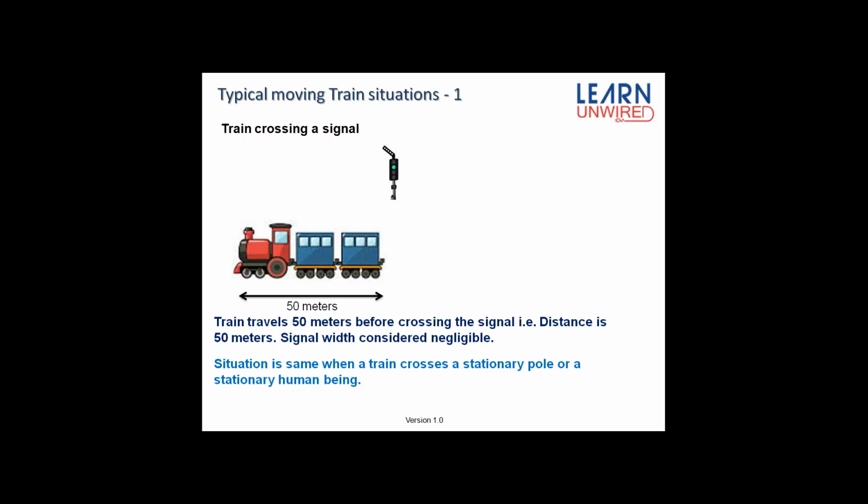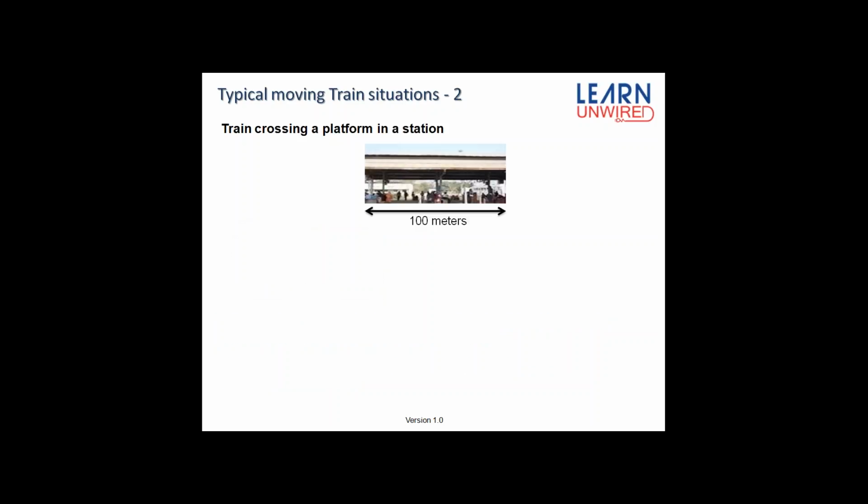Okay, fine. Let's go to the second situation. Now, train crossing a platform in a station. You must have traveled by train. You must have crossed a lot of platforms. This is the same situation. Train starts, comes here. From this point, it will start crossing the platform. Now, watch closely how much distance it will travel. Got it? What is the distance the train has traveled?